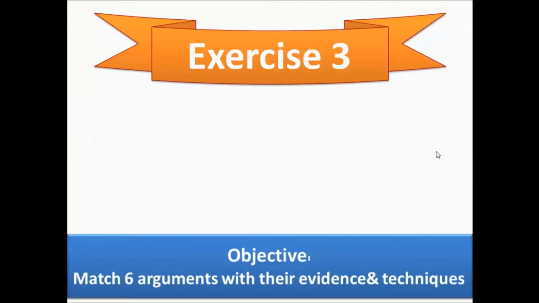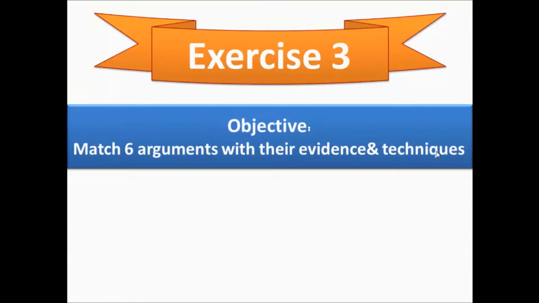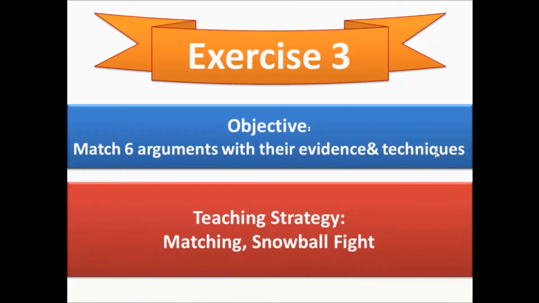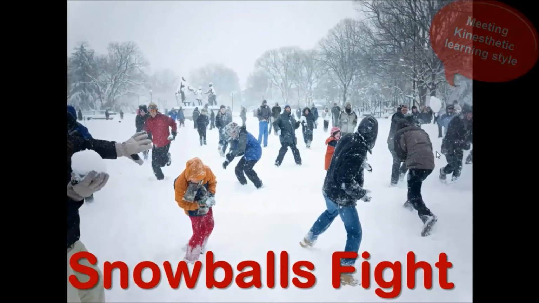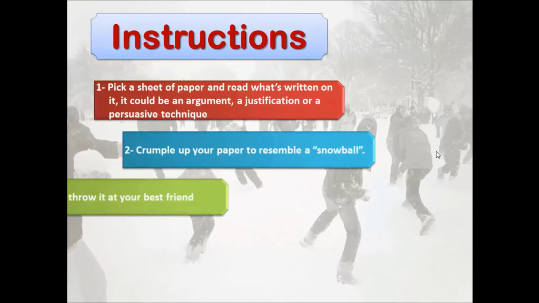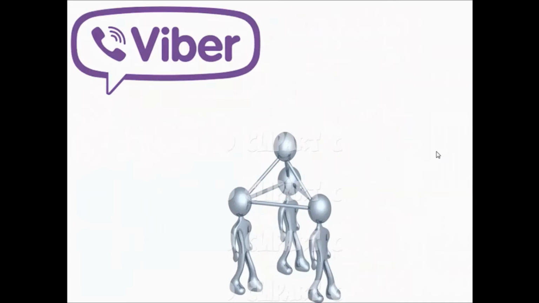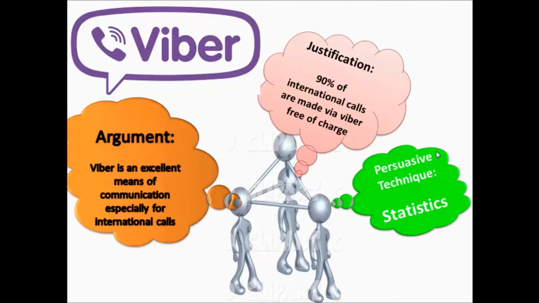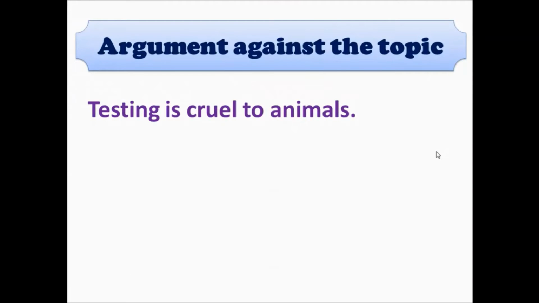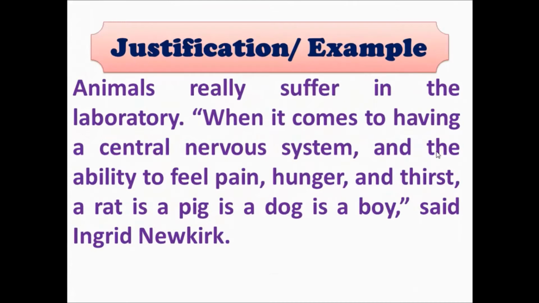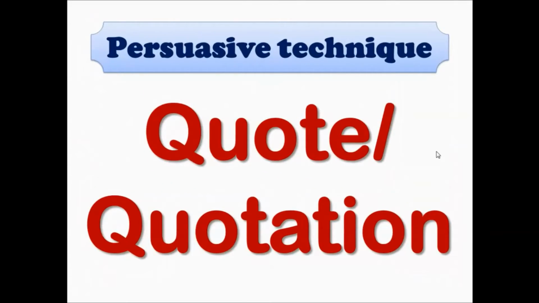My third exercise was to match 6 arguments with their evidence and techniques. I used matching and the snowball fight strategy to suit kinesthetic learners and to engage students in the lesson. I started by giving instructions for the game, and I showed them an example. I used colored papers to suit visual learners. Students were to match 3 papers: argument, justification, and the name of the technique.